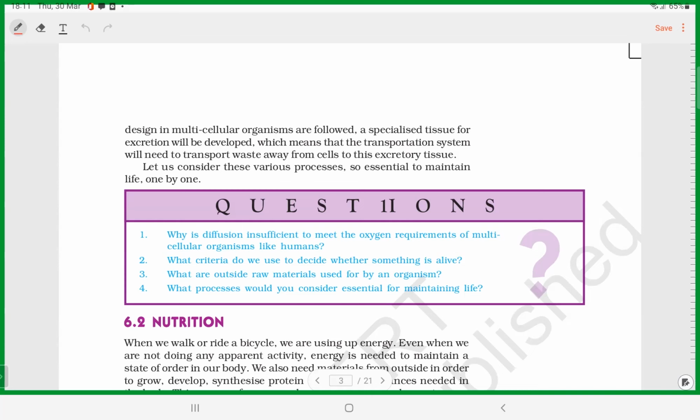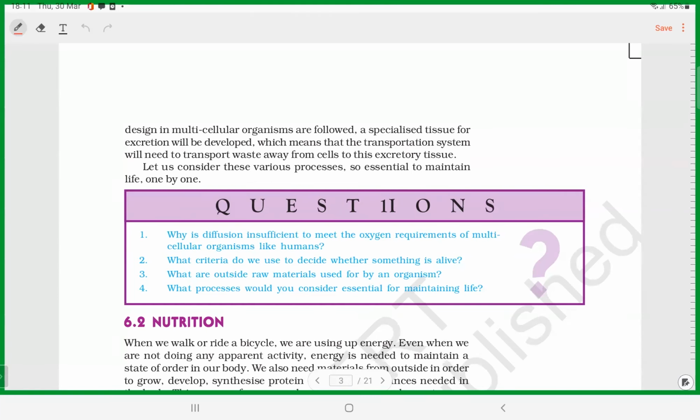And one question we missed, what is it? What are the outside raw materials used by an organism? Organic substances, we saw, right? Organic substances like carbohydrates, proteins, lipids, nucleic acids. Mainly carbohydrates, proteins and lipids. And inorganic substances like water, salts, minerals, vitamins, etc., supplied from outside to inside of the body. Can you understand? Again, you have to think about these answers.